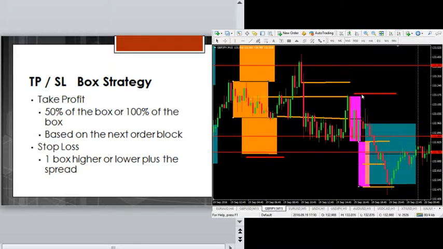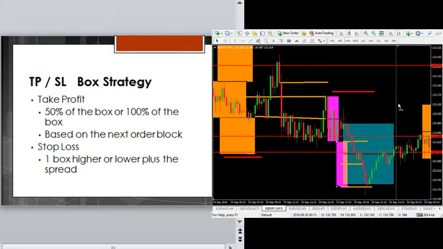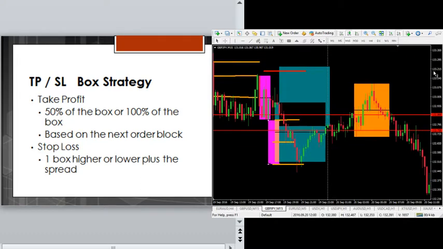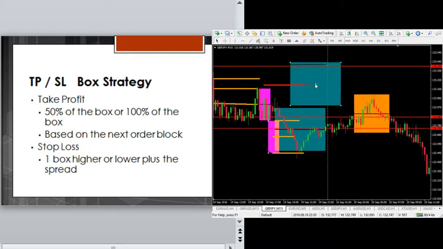So this is, if you're going to sell, our stop loss will be 1 box up plus the spread of 5 pips. So let's move this up. So we are also considering the spread on the stop loss. So let's check on the following day. Now on the following day, we have 1 box up and 1 box down.